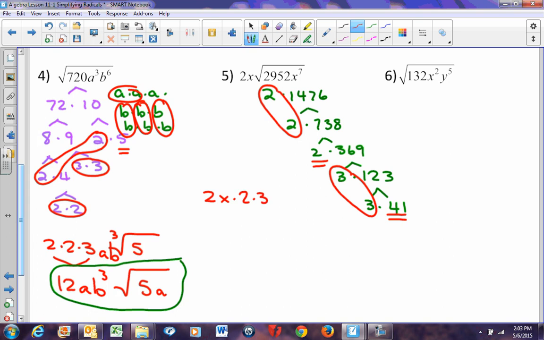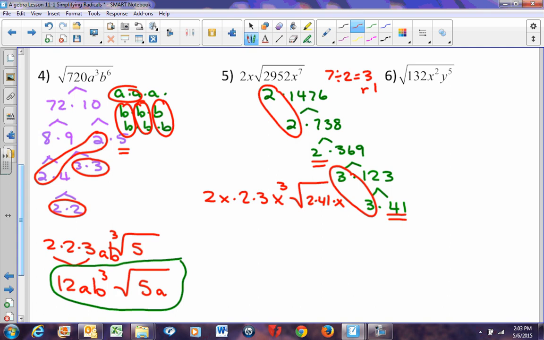Okay. How many x's can I take out? Well, take 7 and divide it by 2. It goes in how many times? 3 with a remainder of 1, correct? It's 3 remainder 1. So 3 x's can come out, 1 x has to stay in. So this would be x to the third. And then underneath, we're going to have 2 times 41 times x.